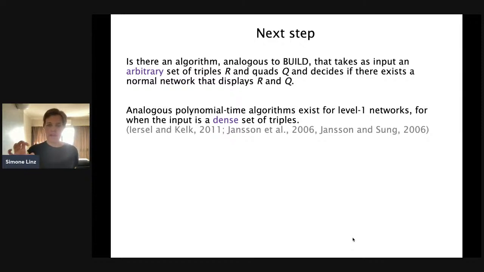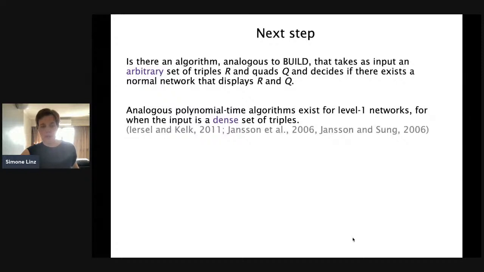In this case, we do not know whether the set of triplets and quads comes from a network or not. It would just be given some sets, and we need to decide whether there exists such a network, and then in this case reconstruct the network, or basically exit and report back that no such network exists.